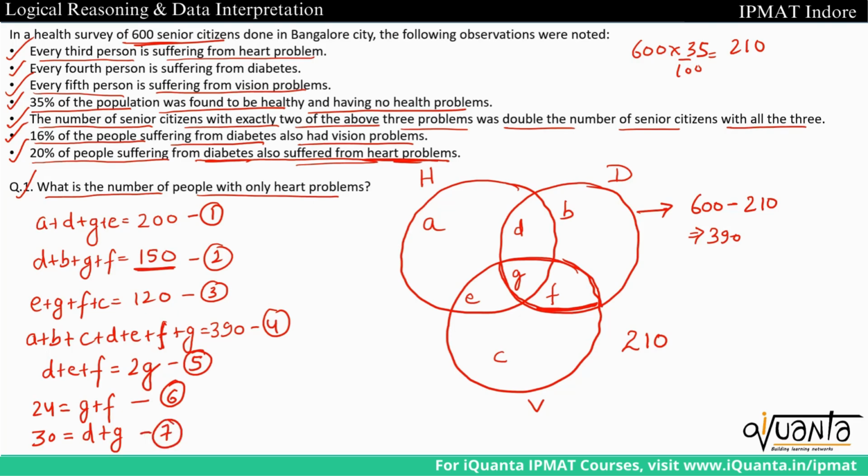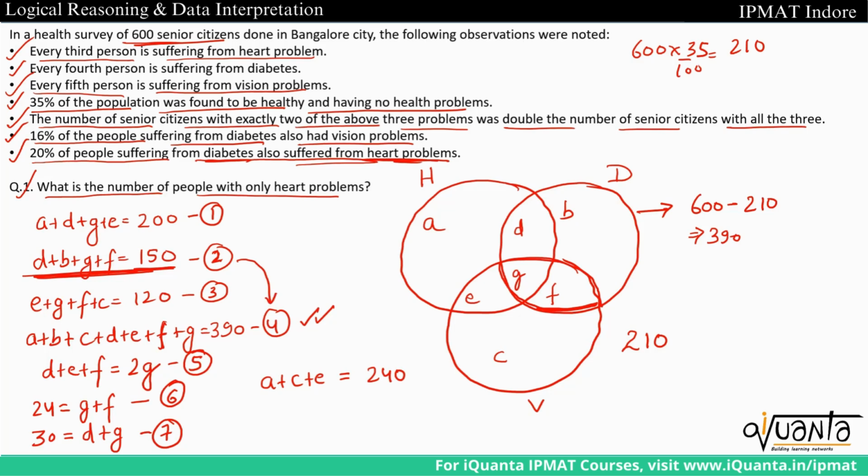Now let us start solving these equations. See, we have 4th as the biggest equation over here, and if I put equation 2 into equation 4, what do I get? I can replace the value of D plus B plus G plus F by 150. So I'll be getting A plus C plus E equal to 390 minus 150, which will be giving me 240. So I got this equation by putting 2 into 4.